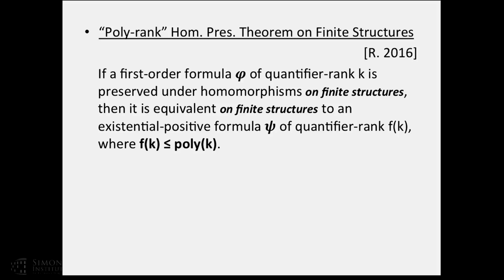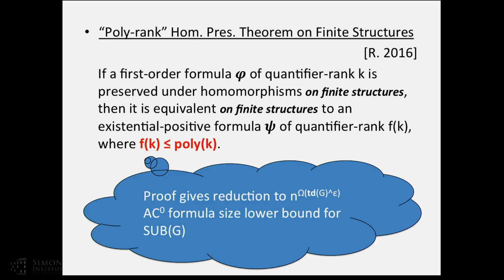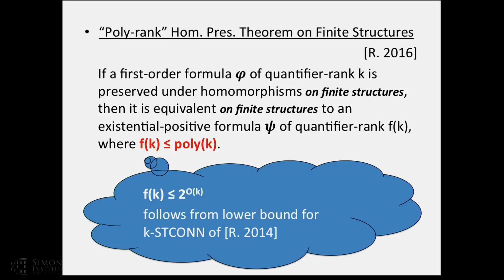Let me just state it again. If a first order formula phi with quantifier rank k is preserved under homomorphisms on finite structures, then it's equivalent on finite structures to an existential positive formula of quantifier rank at most polynomial in k. Okay, and the proof is via reduction to this lower bound. The reduction itself, which is in some sense the main result in the paper, is pretty simple. I'm not going to say anything about it.